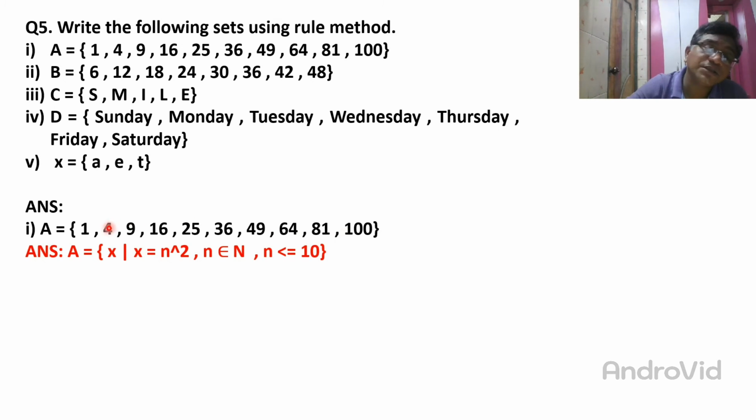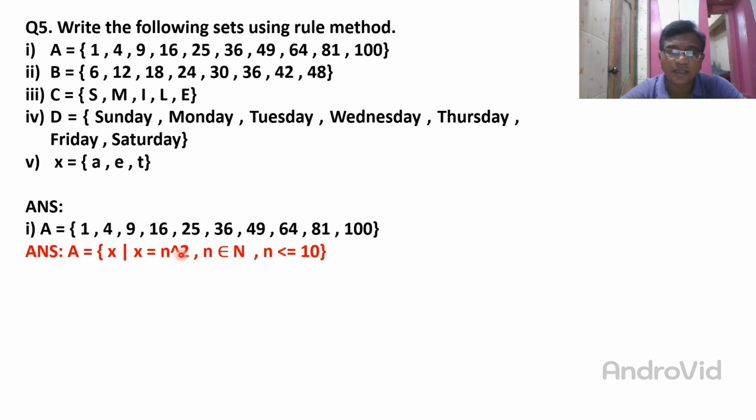Okay, it is the square of numbers from 1 to 10. Do you understand what this is? This is the square of numbers from 1 to 10. So you can write it this way: A is the set of x such that x is the square of a natural number.